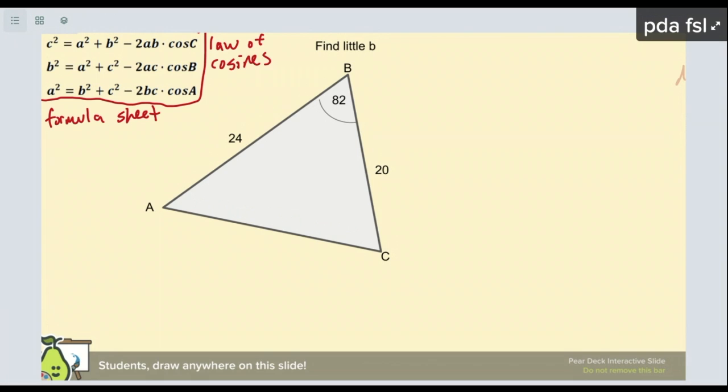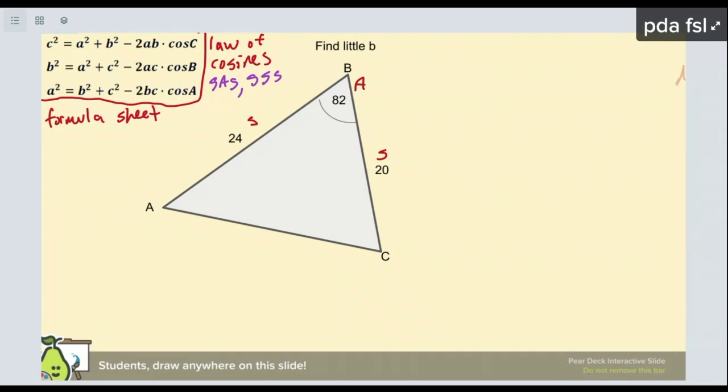All right. Now you'll notice what's given here. You have side, angle, side. That's how you know you use law of cosines. SAS. The other way you'll know is if you have SSS, three sides. And just in case you don't believe me, I'm going to show you why.